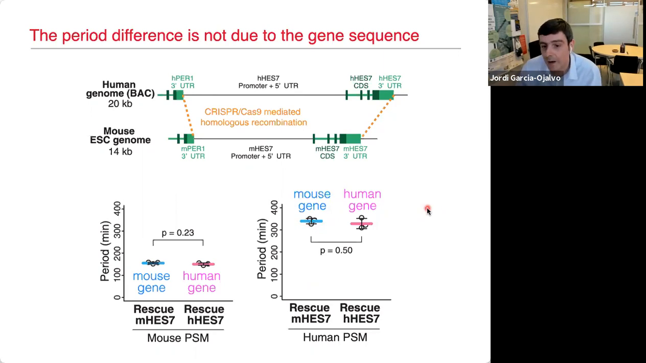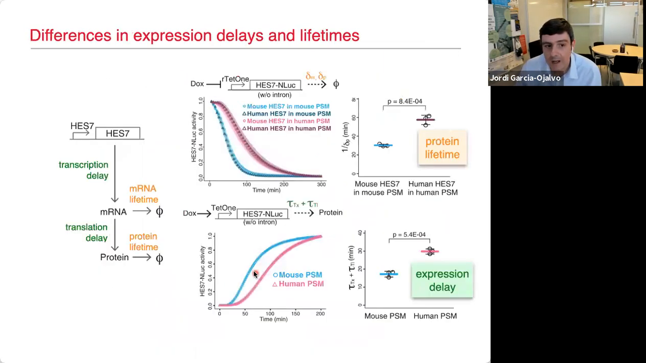And this is where a mathematical model can help, because now we can model all the steps in our HES7 loop, in particular, for instance, expression and degradation. We can measure experimentally, using assays that I'm not going to get into, the degradation of the HES7 molecule or the production of the HES7 molecule. And then we can look at the mathematical models and fit data.